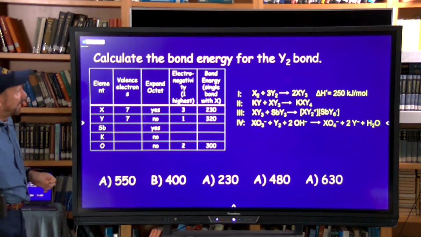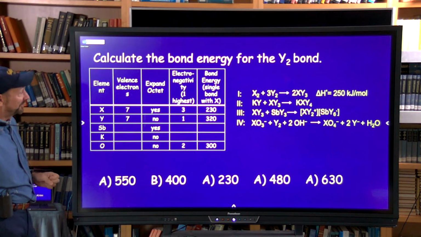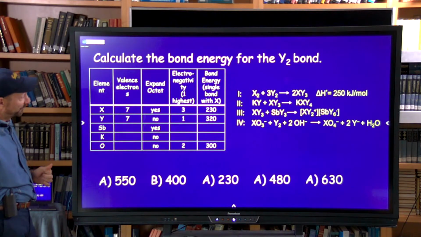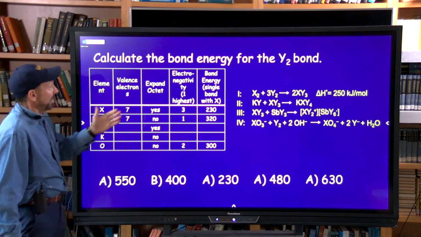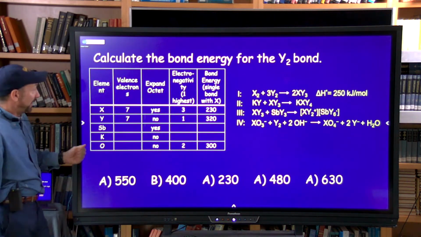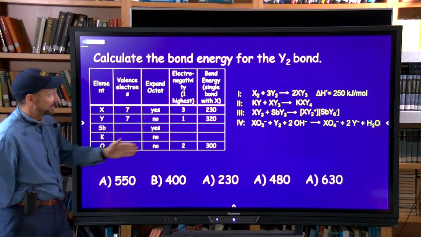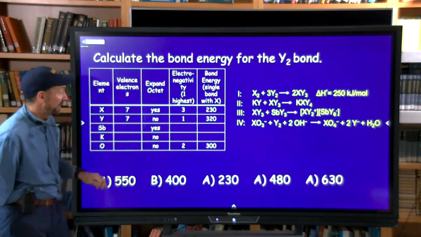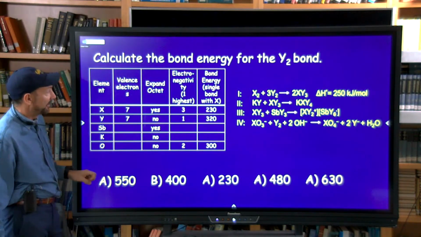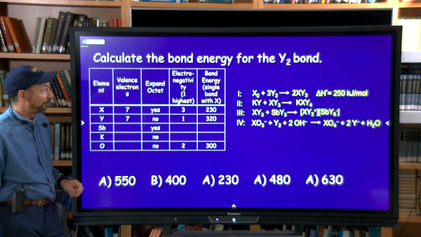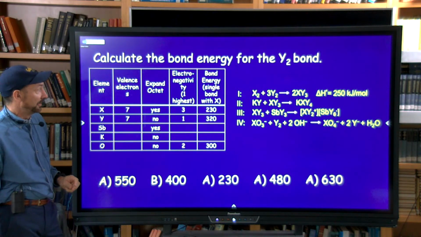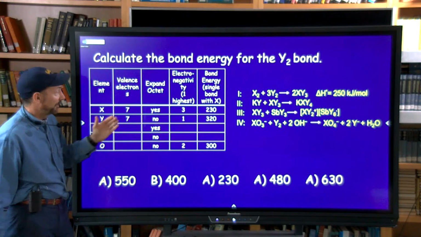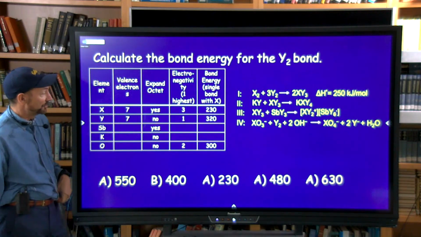So this information was on your exam. One of the first questions, a table of bond energies and some various reactions. And from that information, we asked you to calculate the bond energy of a YY bond. So from this information here, see if you can do that.